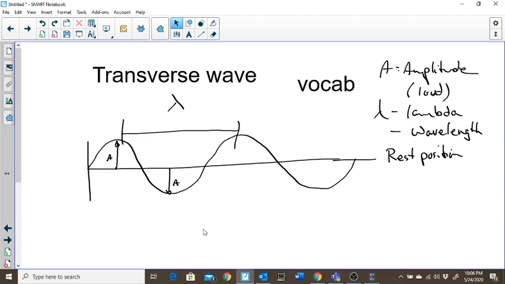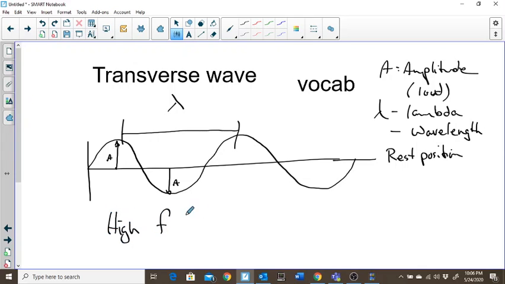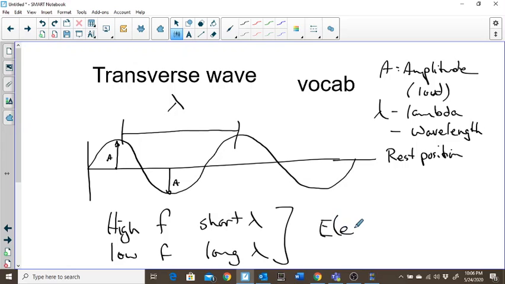So frequency, where's my pen? Here we go. Frequency, or let's say high frequency, short wavelength. Low frequency, long wavelength. And if you remember electromagnetic radiation, we talked about this as well. We'll just scribble over it.